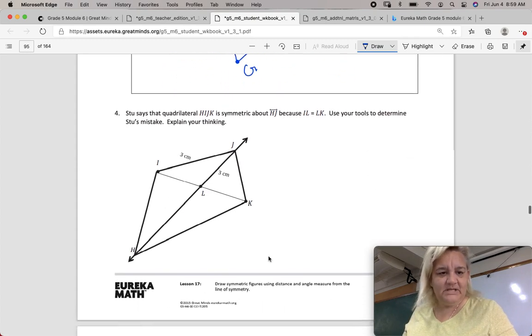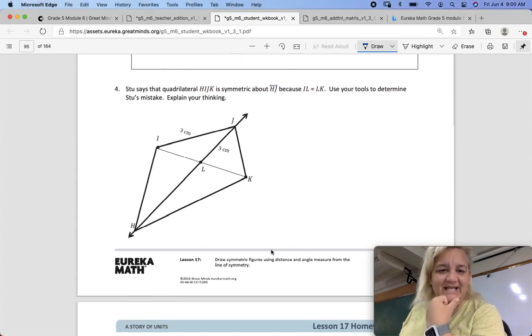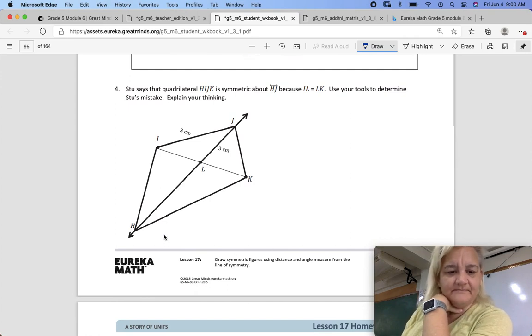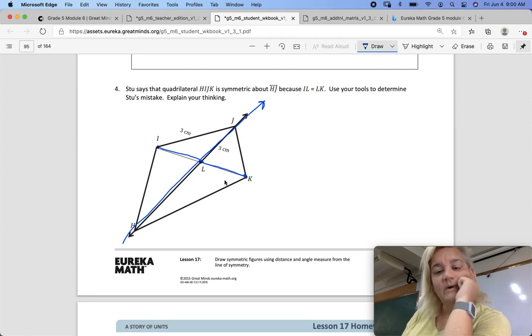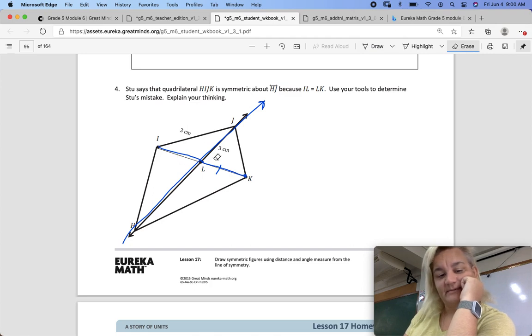All right. Stu says that the quadrilateral HIJK is symmetric about HJ. Here's HJ. Because IL, I'm sorry, that's not IL. Because IL equals LK. Well, that's true. They are the same size. However, use your tools to determine Stu's mistake. What mistake did he make? And it's almost the same mistake I made in that last problem.